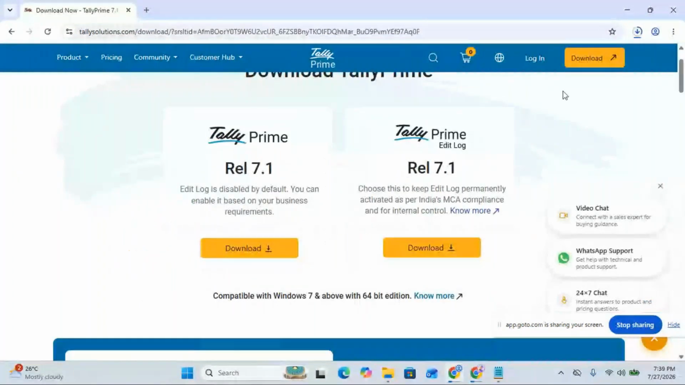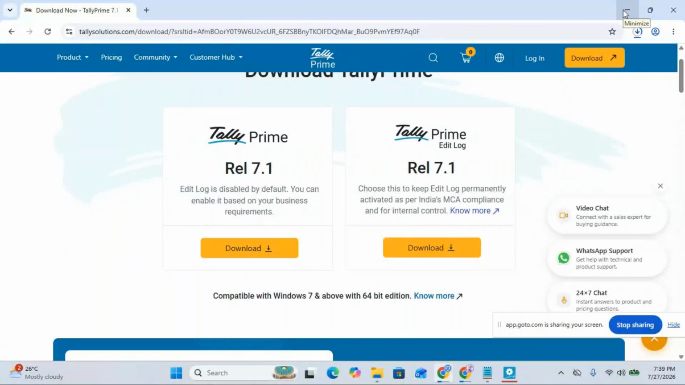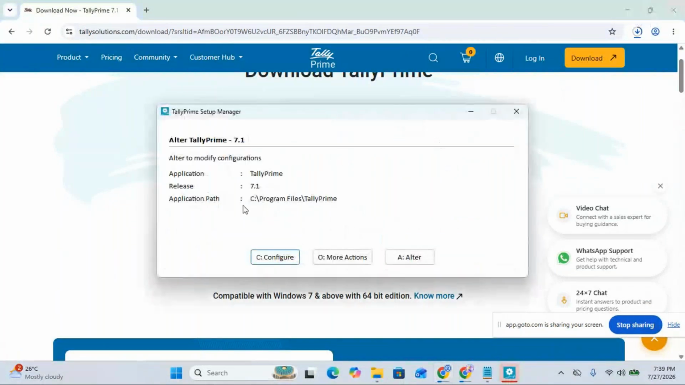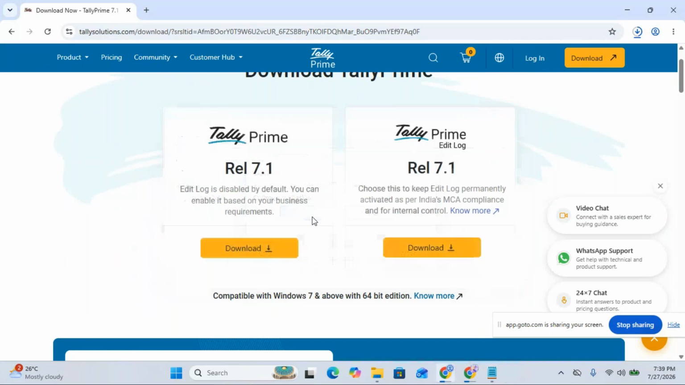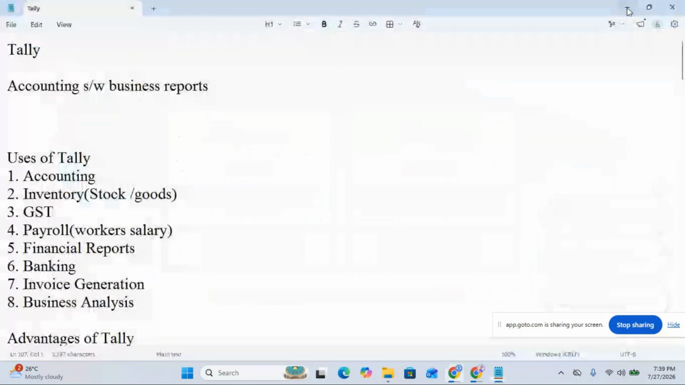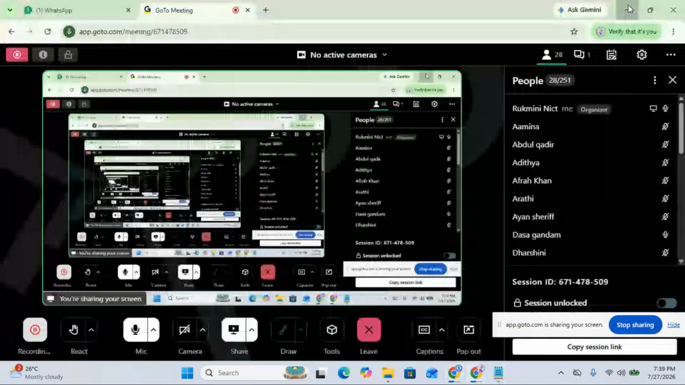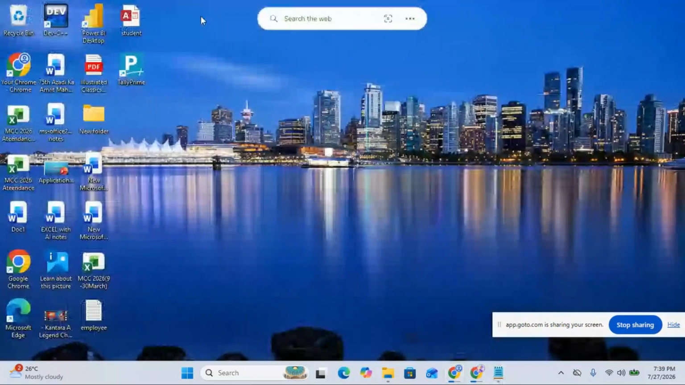After getting that, you just click on install. Since I've already installed, it is showing configure or alter. You'll get the install screen. Just click on install. It may take some time and TallyPrime will be installed. After installing, the logo will look like this. I'm showing the logo. So this is the TallyPrime logo.